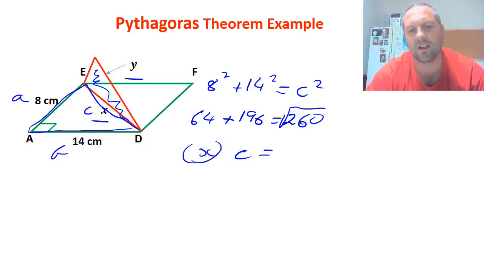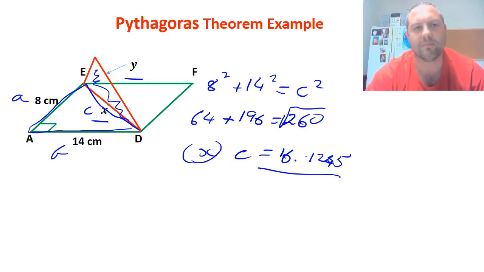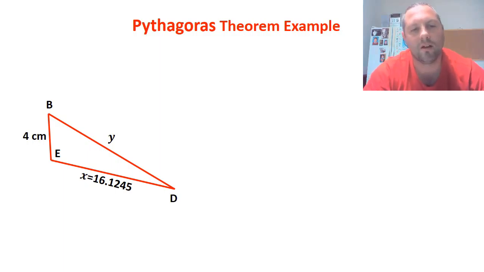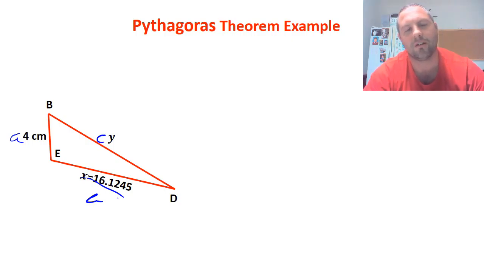In this case, our X. Alright, so the square root of 260 is going to be 16.1245. So this is our C, and we're going to use that from now. Now that you've identified your X as 16.1245, we're going to label that as B. We're going to label 4 as A, and our C is Y. Okay, so we're going to use A squared plus B squared equals C squared. Substitute what you know, like normal.